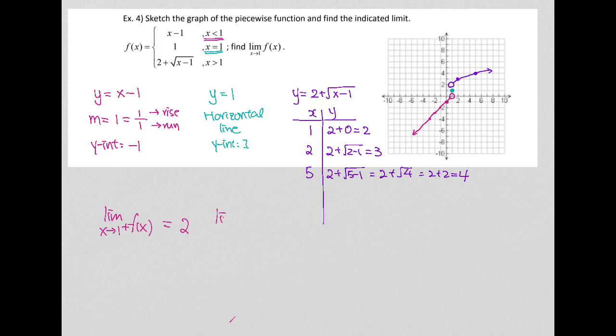And we have to do the left-hand side. When x approaches 1 from the left, we'll look at the pink function here. So when x is getting closer and closer to 1 from the left, my y value is getting closer and closer to 0. And because the left-hand side limit and the right-hand side limit are not the same thing, therefore, the limit as x approaches 1 of f(x) does not exist.